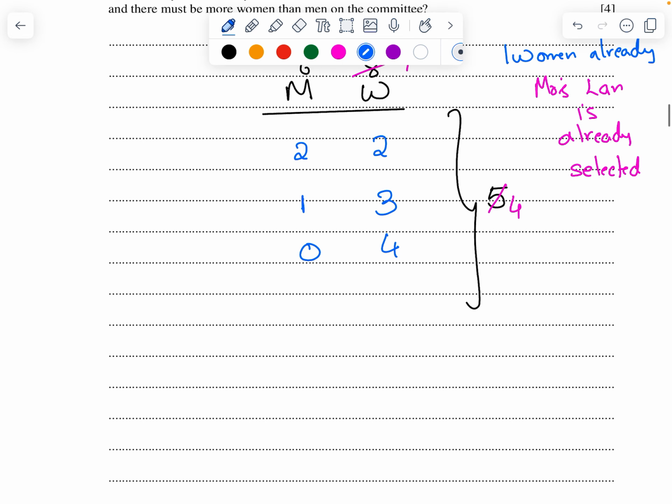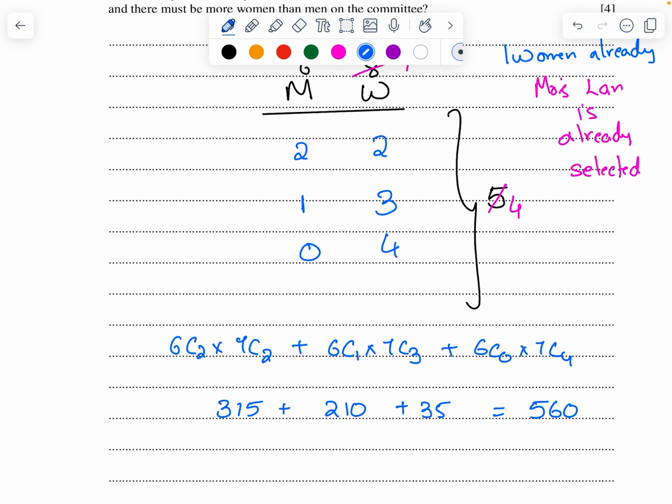So what does that become now? 6C2 times 7C2 plus 6C1 times 7C3 plus 6C0 times 7C4, which is 315 plus 210 plus 35, which is going to be 560.